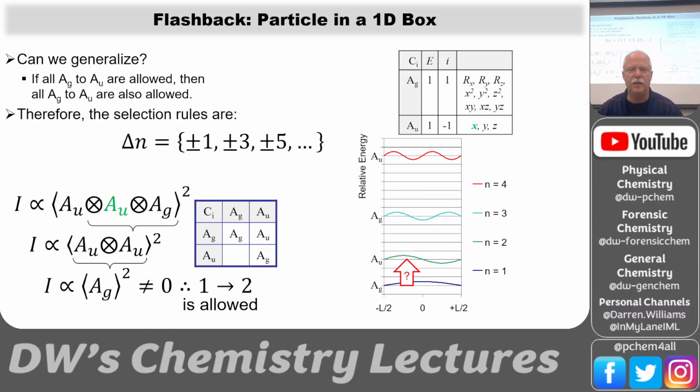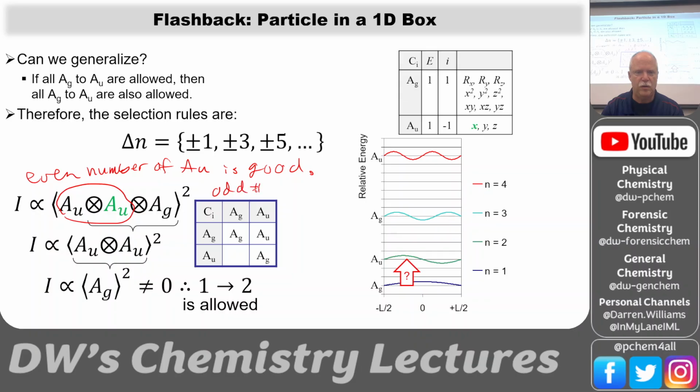Can we generalize? Yeah. So these general rules are, as long as we have an even number of AUs right here, and I say good and bad. Good is if we want a spectral transition, and bad is if we don't.